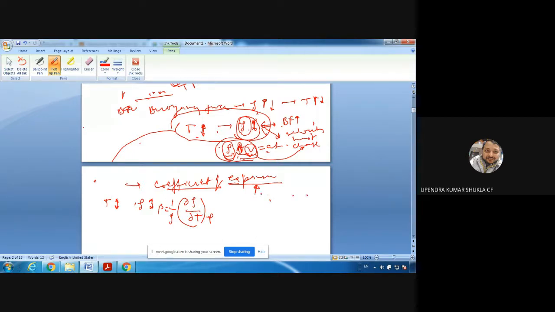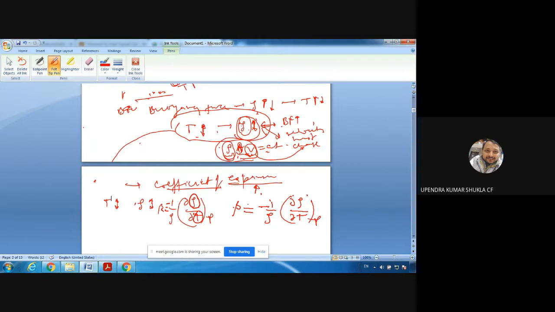Now you tell me, if you increase the temperature, what will happen? If you increase the temperature, density will decrease, meaning this del rho over del T will be negative, but beta is the coefficient, so you need to keep it positive, so we will use the minus sign here as well. So beta is equal to minus 1 upon rho del rho over del T at constant pressure.